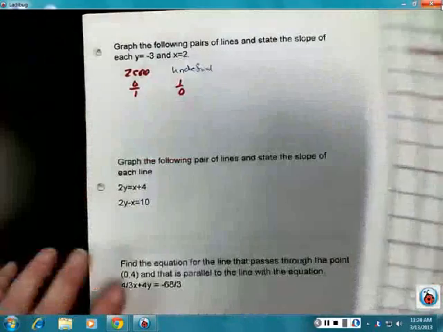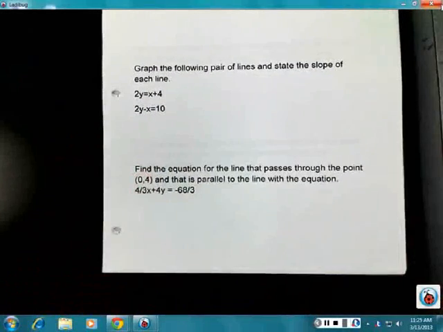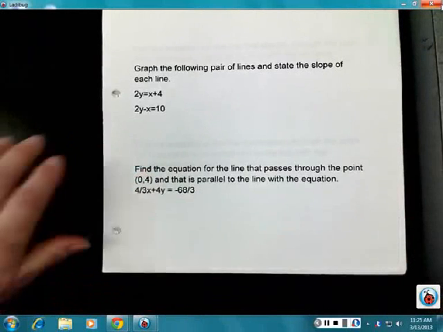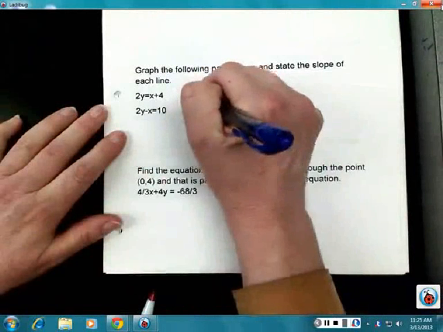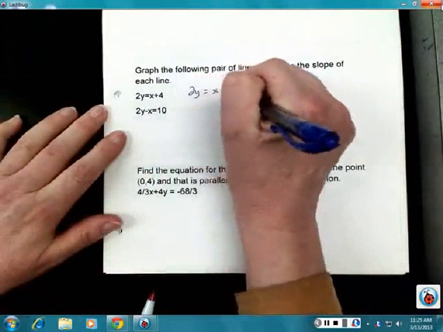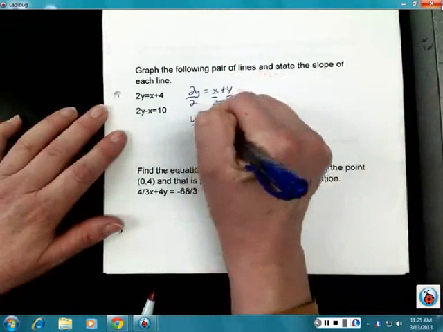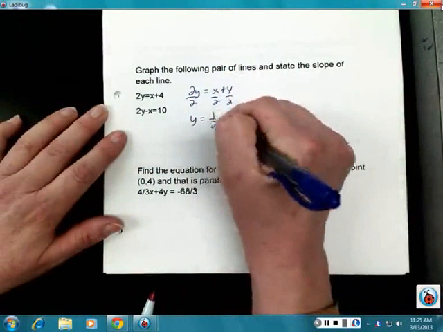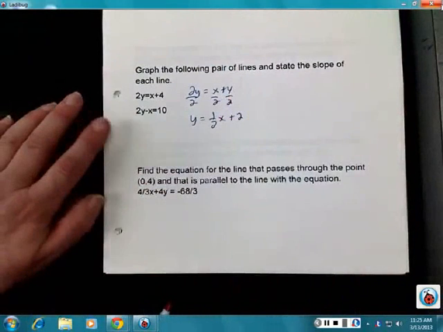Okay. What's the next one? Graph the following pair of lines and state the slope of each line. So what happens to these guys? Do we have to solve them? Yep, we're going to solve them. So we're going to take 2y equals x plus 4. Divide by 2. I find y is equal to 1/2 x plus 2. You okay with that part? Okay. Do the same thing with the next one.